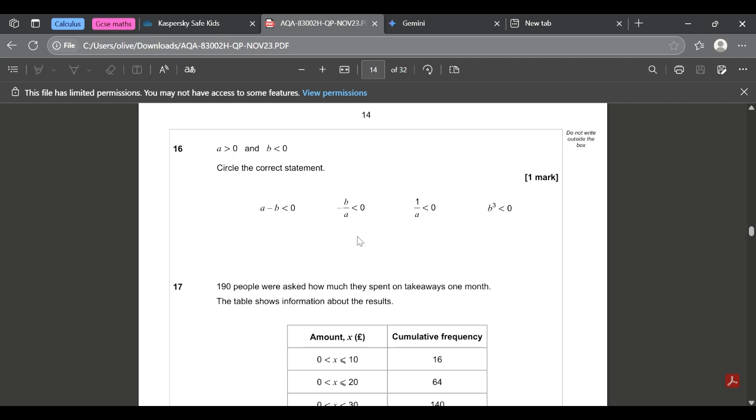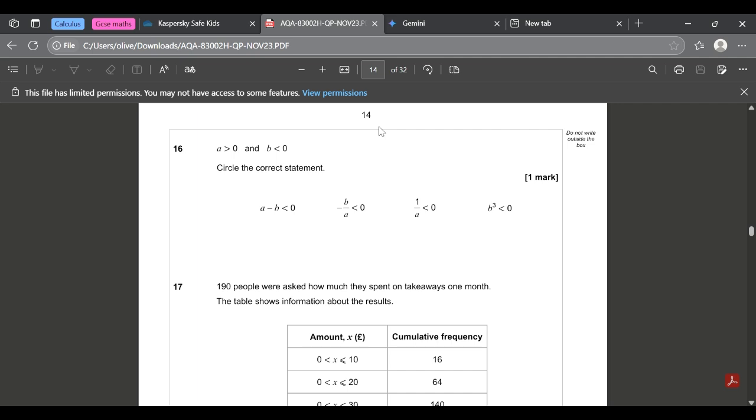Negative B divided by A. Well, the fraction is positive because B is a negative number, and a negative of a negative is a positive, so it's not less than 0. Then 1 divided by A is less than 0 is impossible, since even if A was, I don't know, a million, it would still be greater than 0. And B cubed is less than 0 is the correct one, since B squared would be positive and then B cubed will be negative.